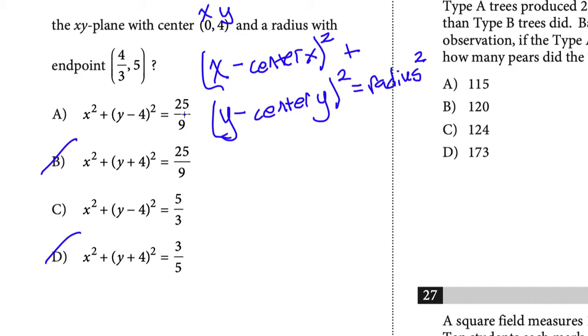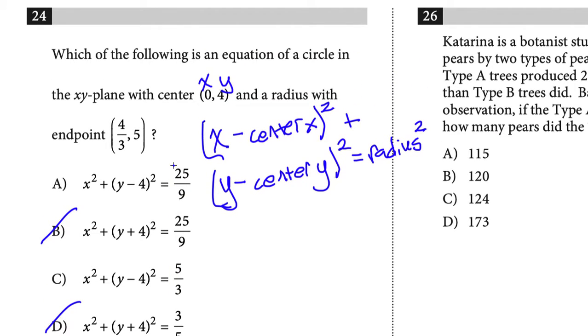Notice the only difference between A and C is the radius. Oh my gosh, it doesn't even tell you what the radius is. That is super, super mean. This is a hard type of problem. We have to figure out what the radius is using the Pythagorean Theorem. What is that? This is a gross problem.